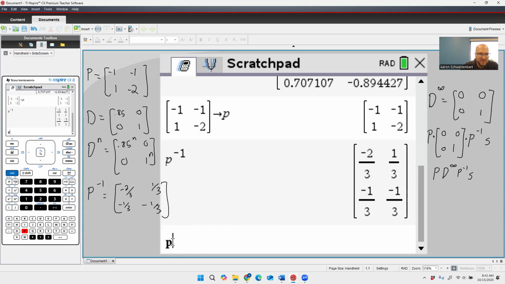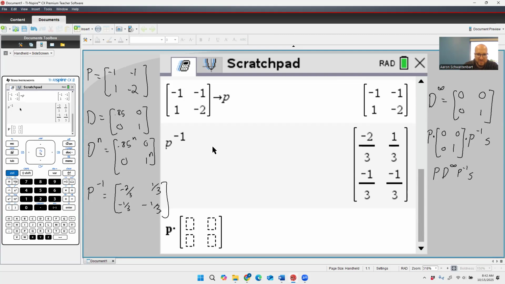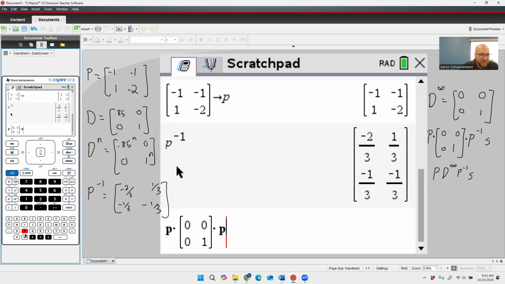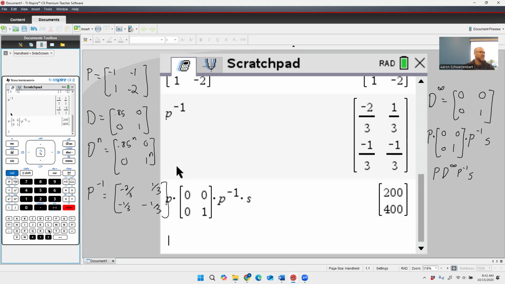P times the matrix 0, 0, 0, 1 times P inverse. And I already entered S. So eventually the schools should stabilize at 200 kids in school A and 400 in school B.